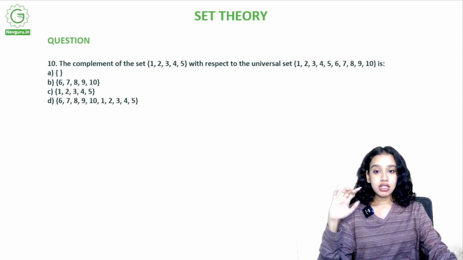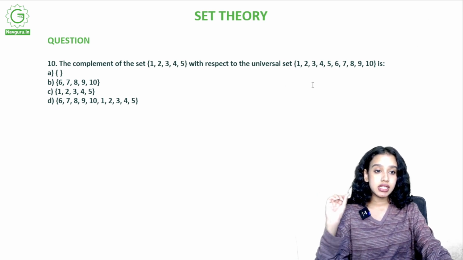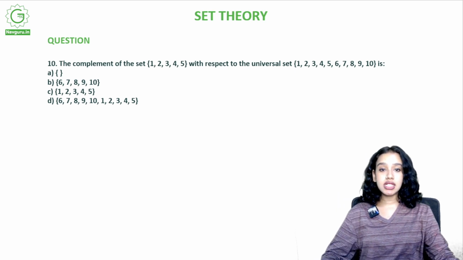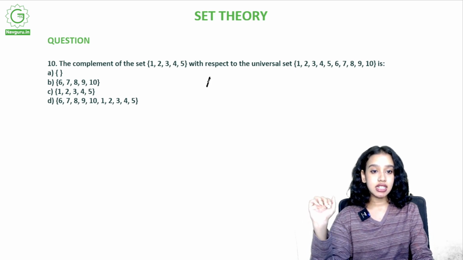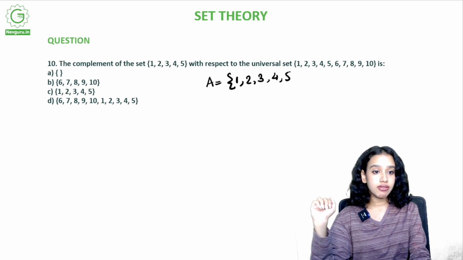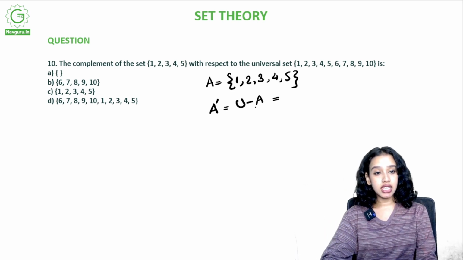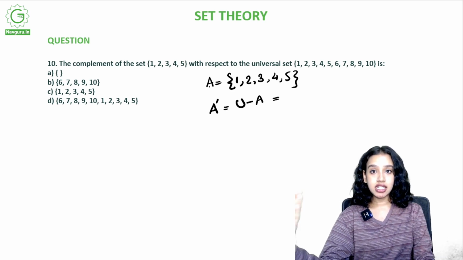So next question. The complement of the set 1, 2, 3, 4, 5 with respect to the universal set 1, 2, 3, 4, 5, 6, 7, 8, 9, 10 is. So the universal set here is given from the numbers 1 to 10 and we have a set, let's call it A, equal to 1, 2, 3, 4 and 5. So what is the complement of set A? A complement is equal to actually U minus A. What does this mean? Everything which is in the universal set but not in set A, right?